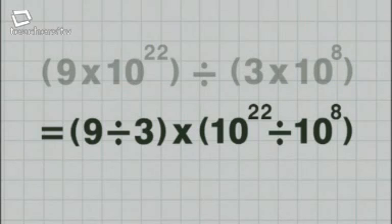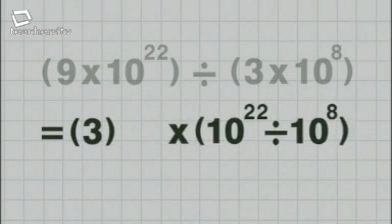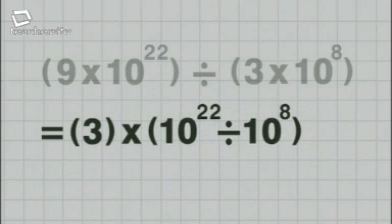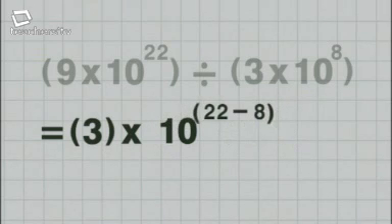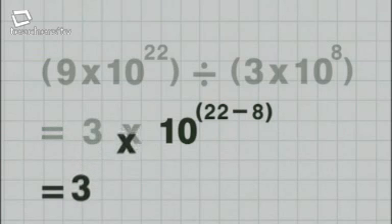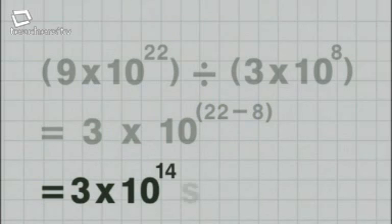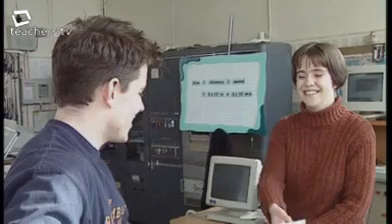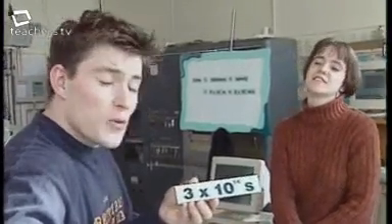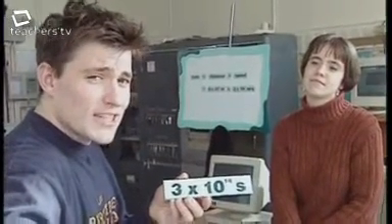Next, divide the front figures. 9 divided by 3 is 3. And then deal with the powers of 10. Again, this is where you need to be careful. When dividing powers, you subtract them, which in this case is 22 minus 8, to give a final answer of 3 times 10 to the power of 14 seconds. So that's 3 times 10 to the power of 14 seconds.